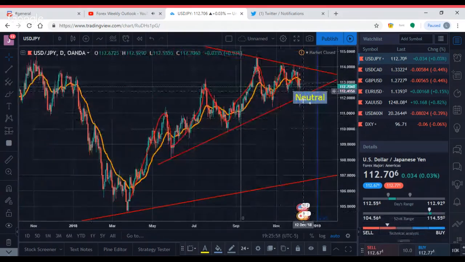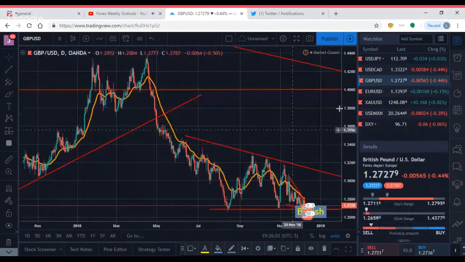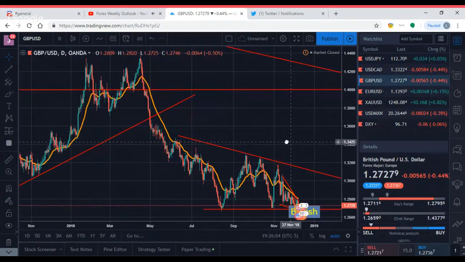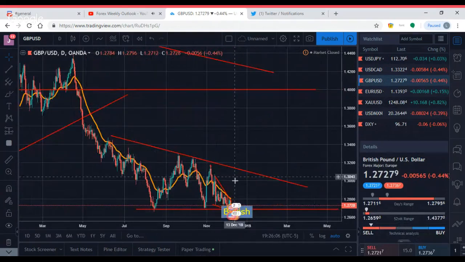I just see the triangle. Just like GBP USD, it has range, but I'm not sure what it'll do. So I will simply wait for that to make a move.